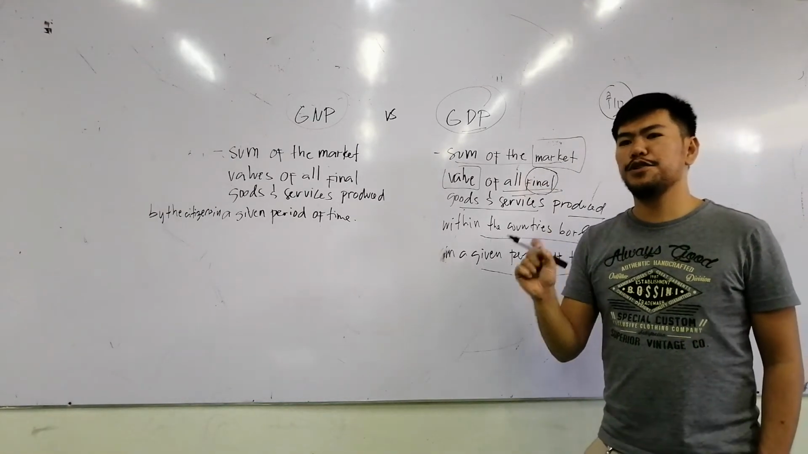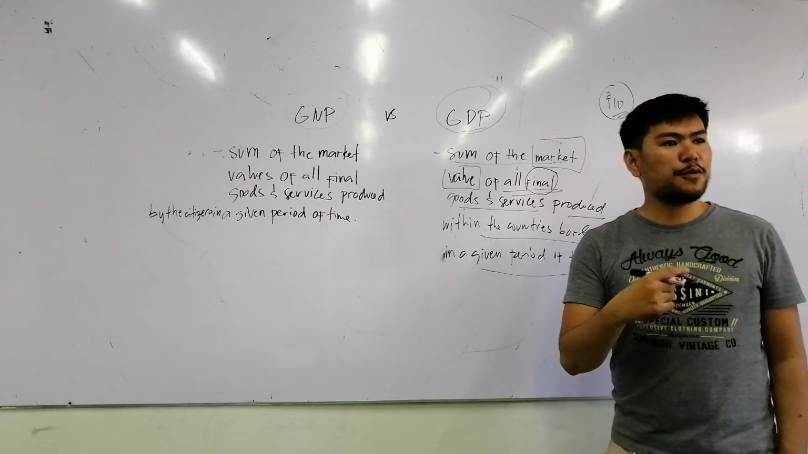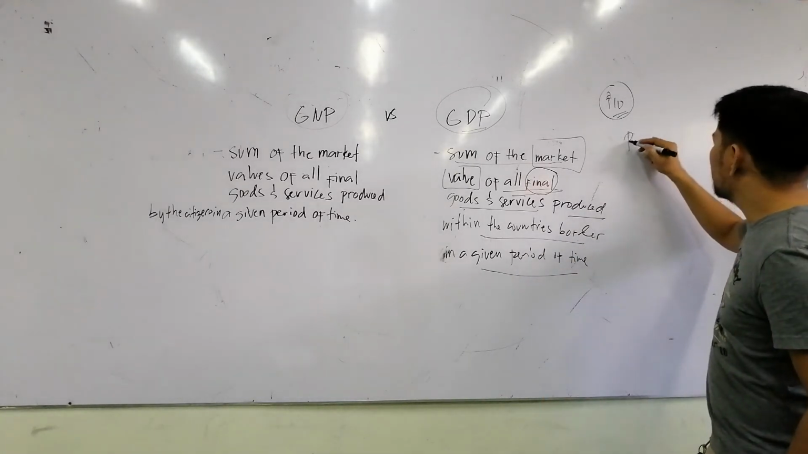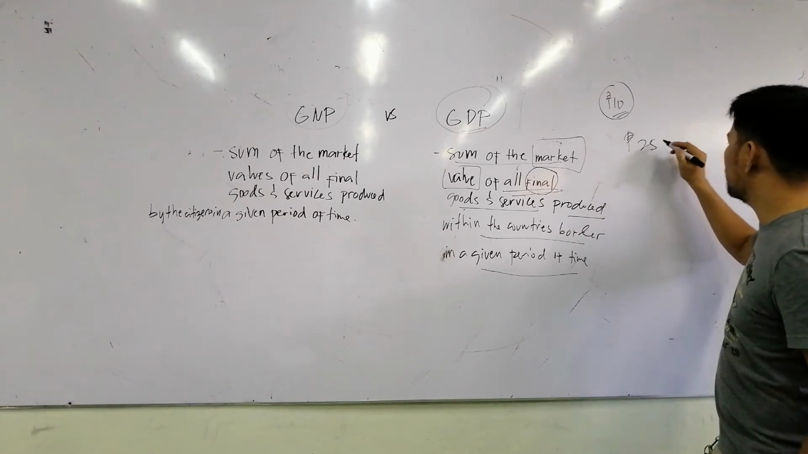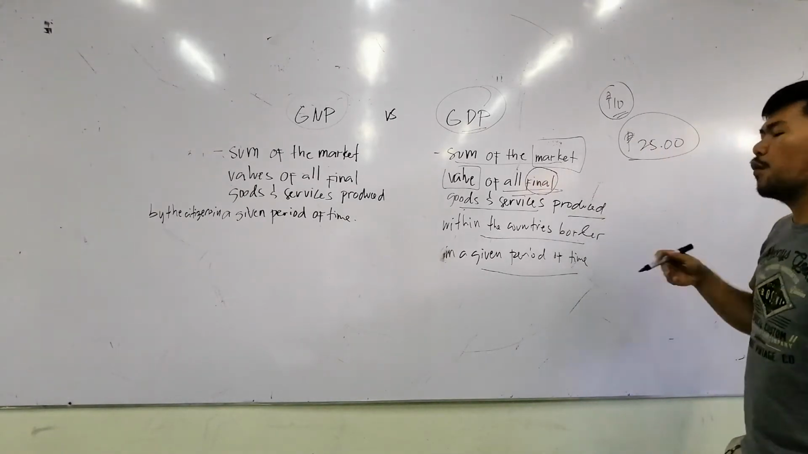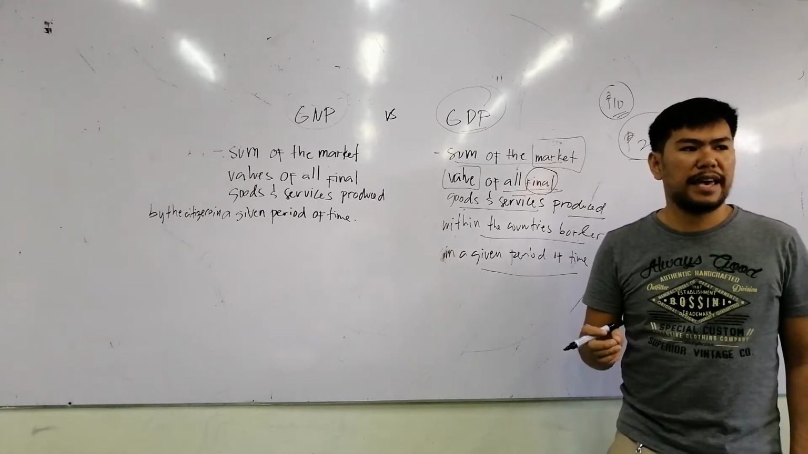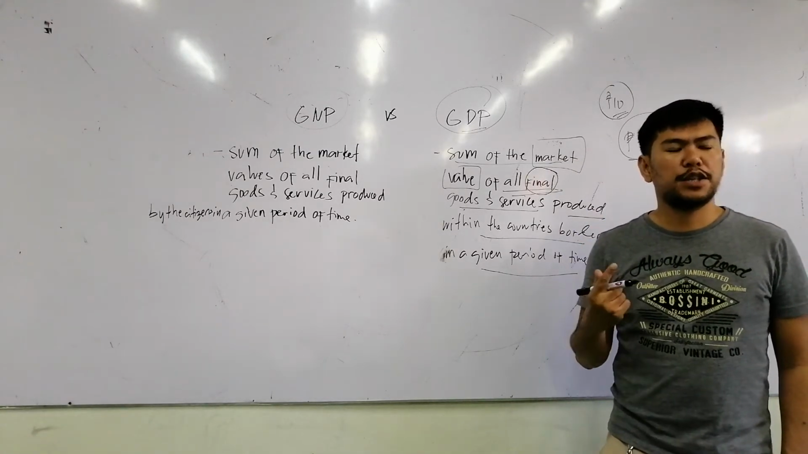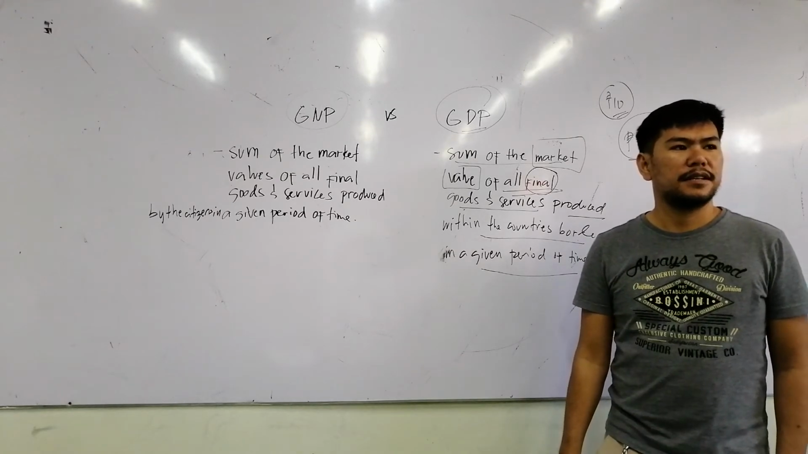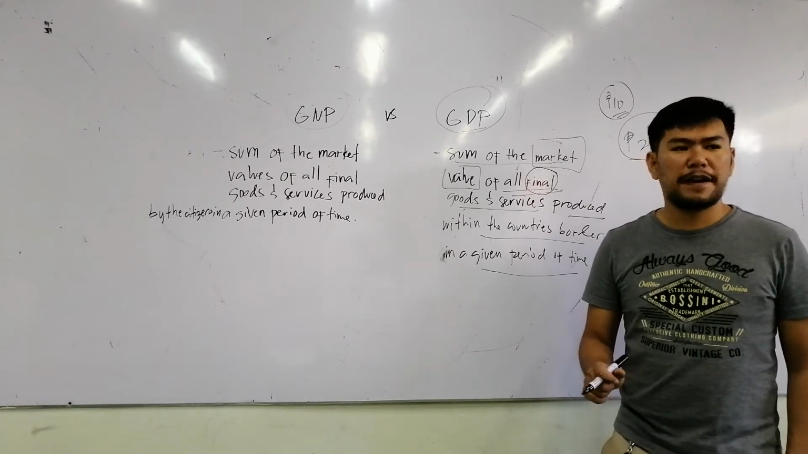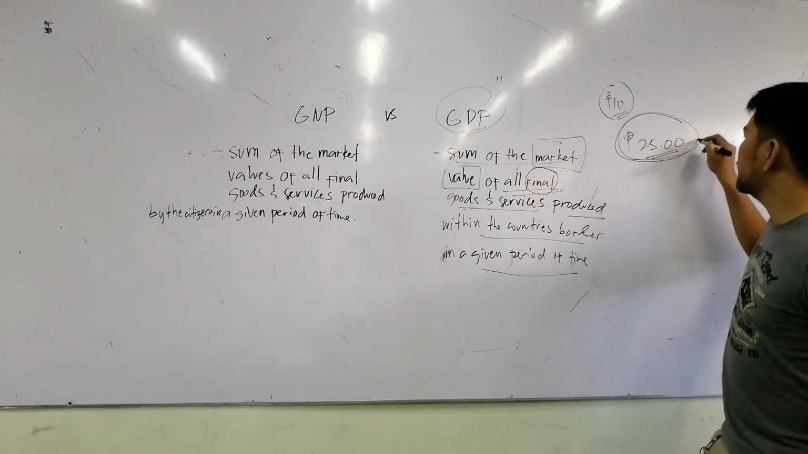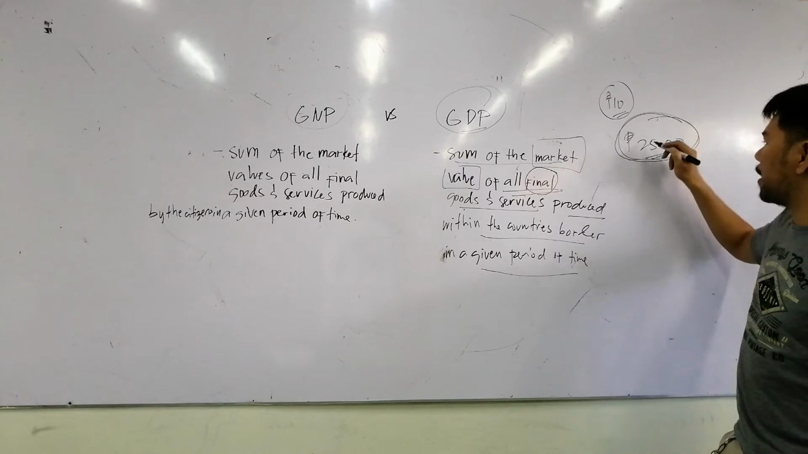What if you use the mango to make siopaw? So siopaw now, you are selling siopaw at 25 pesos each. What will be calculated in the GDP? A, 10 pesos. B, 25 pesos. C, 35 pesos. The answer here is 25 pesos. Why? Because the final good is already the siopaw and it costs 25 pesos.